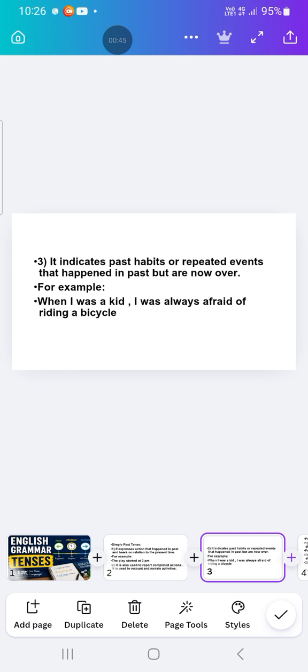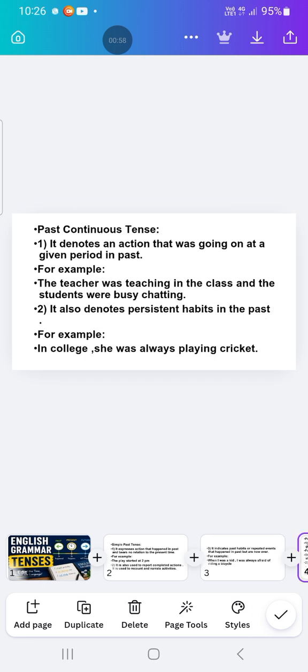It indicates past habits or repeated events that happened in past but are now over. For example, when I was a kid, I was always afraid of riding a bicycle. Then next, past continuous tense. It denotes an action that was going on at a given period of past.